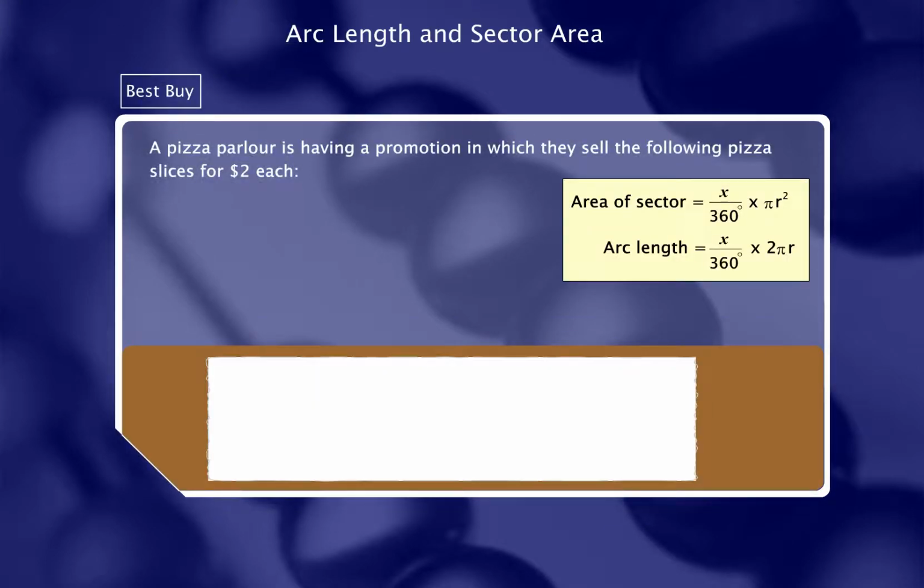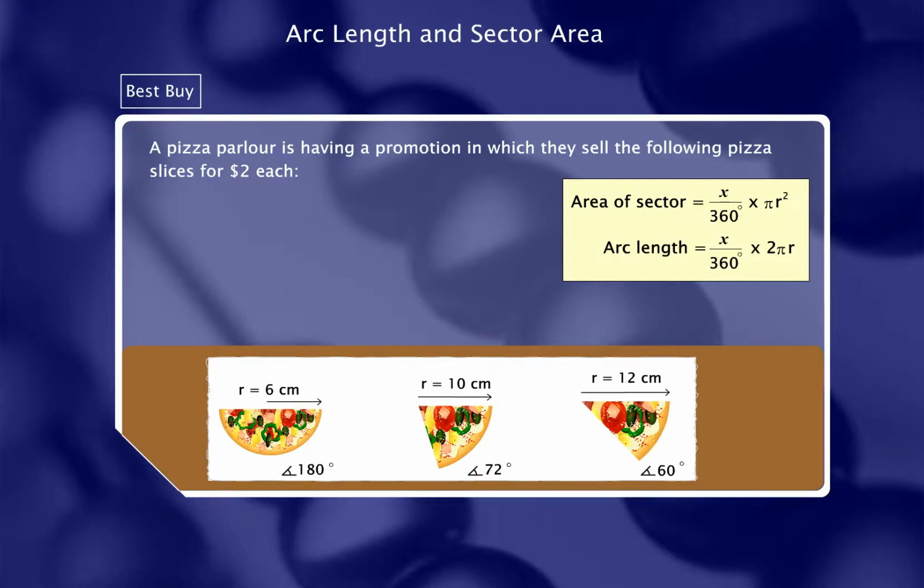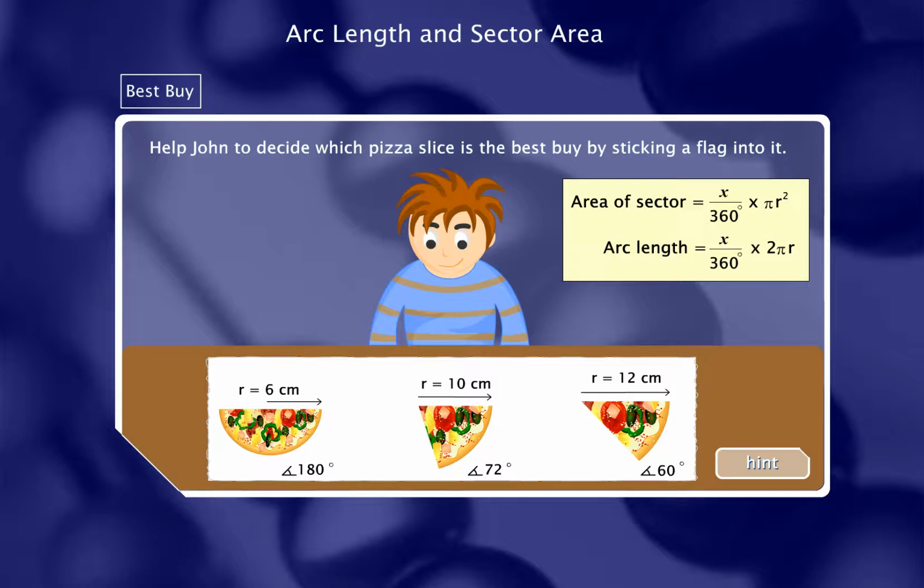A pizza parlor is having a promotion in which they sell the following pizza slices for $2 each. Help John to decide which pizza slice is the best buy by sticking a flag into it.